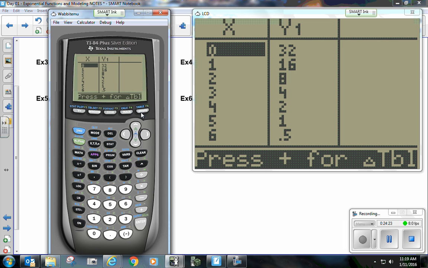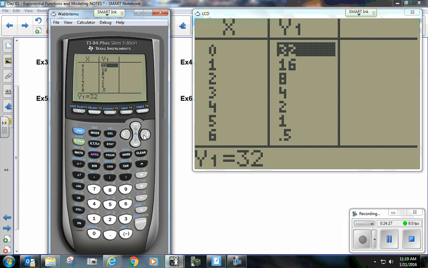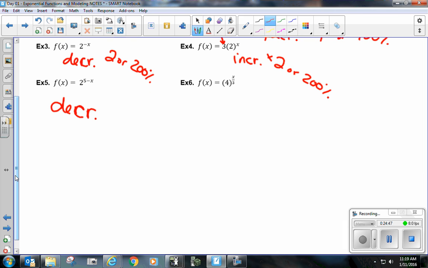So it is half, right? It is half. Because it goes from 32 to 16, 16 to 8, 8 to 4. It is cutting in half. So that 2, it's not doubling. It's 1/2. It's decreasing. So 50% decrease by a factor of 2, which is like dividing by 2. So by 1/2 or 50%, right?